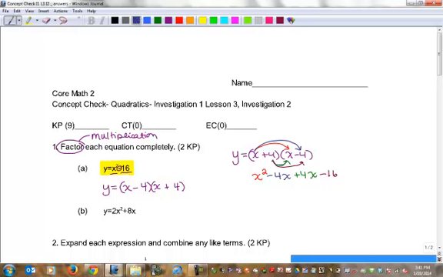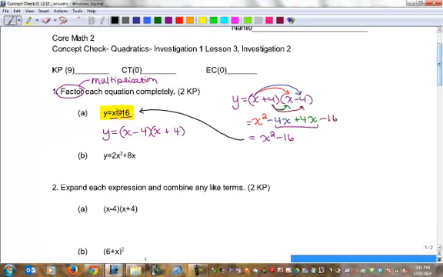Notice that when I have conjugates, my linear terms are opposites of each other, and so they cancel out. So I get my x squared, because that remains. My linear terms canceled out, and I'm just left with negative 16. And that's your check to make sure that you factored correctly. I notice that that's exactly the same.